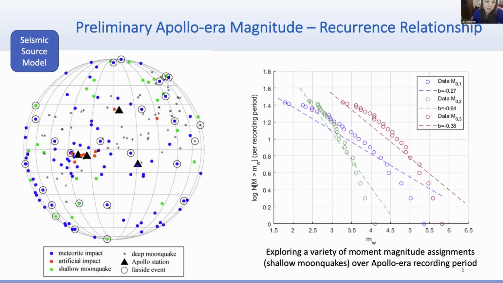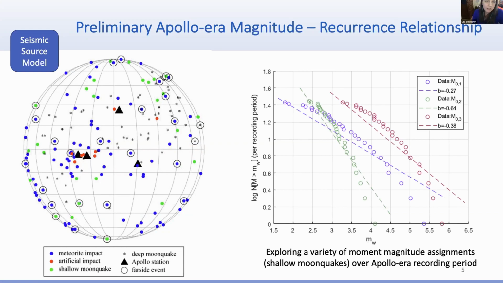So we're exploring these, amongst others, as a way to capture the magnitude recurrence rate on the moon. And then we take these models, both where the faults are and how active the seismicity is, and combine them to create our seismic source model.